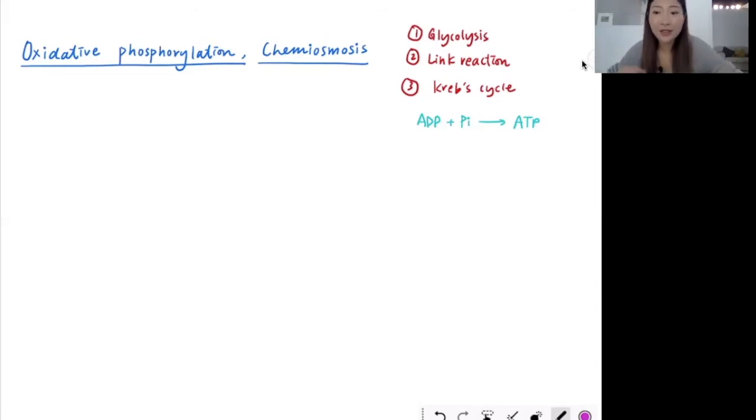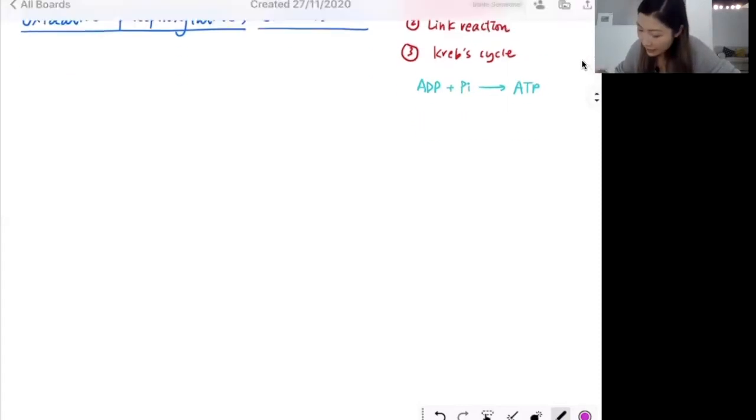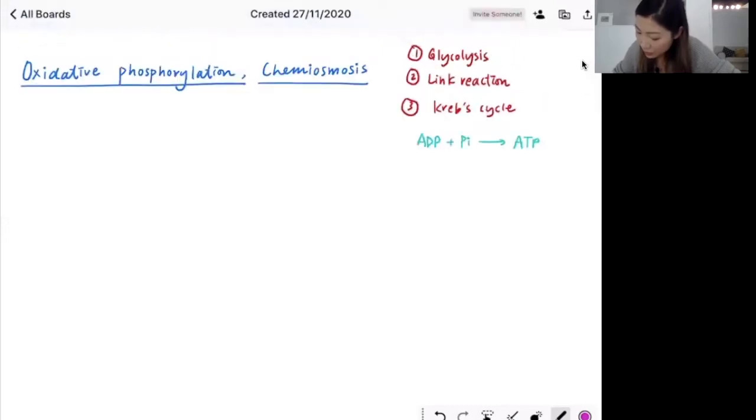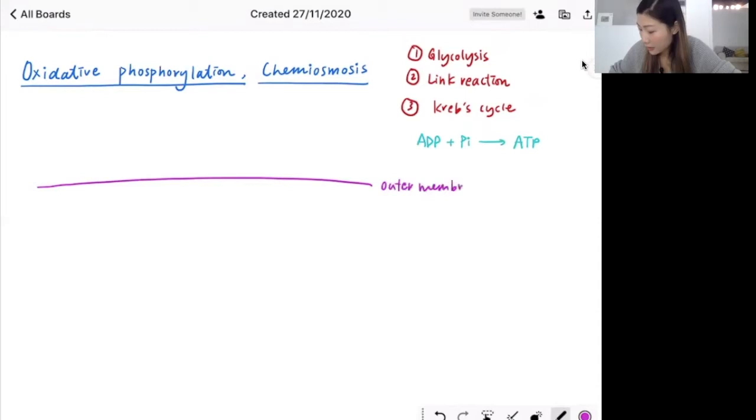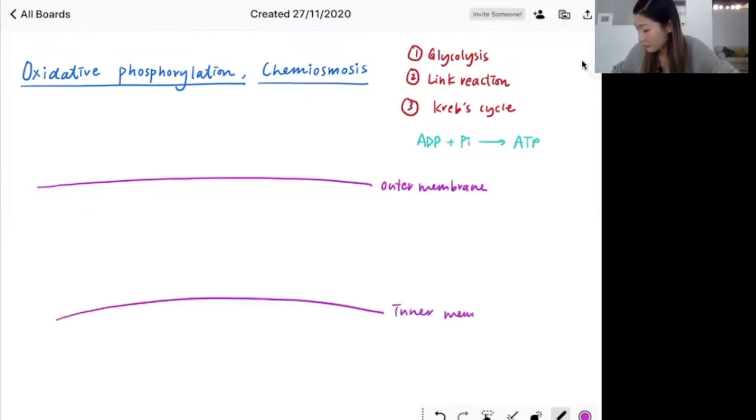So let's have a look at what's happening in this process. First things first, I want to make it easier to understand, so I'm not going to draw a super detailed diagram. So this is the outer membrane of the mitochondria, and that would be the inner membrane of the mitochondria. Normally this is highly folded to form cristae, which increases the surface area to volume ratio, which increases the rate of ATP production. But in this case, because I want to demonstrate the understanding, I'm drawing it in a straight line. But just remember, it's highly folded.